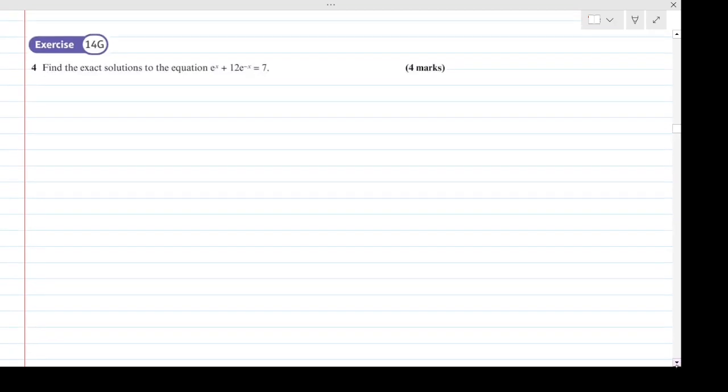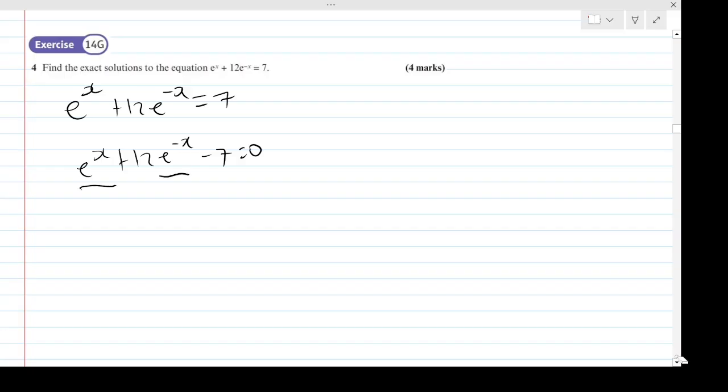Right, so again, we've got some exercise questions, and we need to solve this hidden quadratic: e to the x add 12 e to the minus x equals 7. So first thing, I'm going to just move the 7 to the other side. Now, it's not very clear that this is the hidden quadratic. I've not got e to the 2x, I've not got something squared at the moment. It's quite weird. I've got e to the x and e to the minus x.